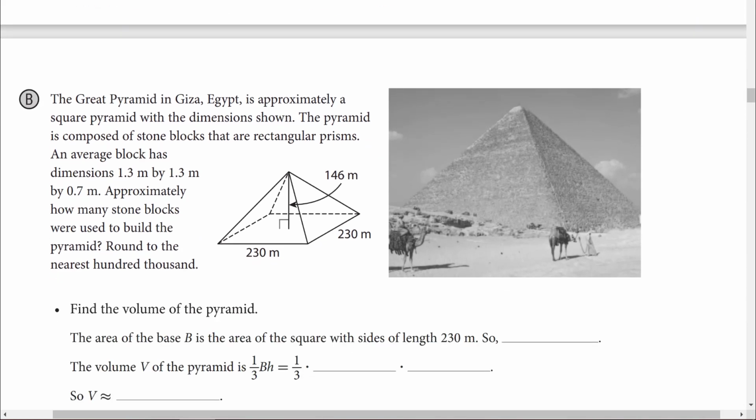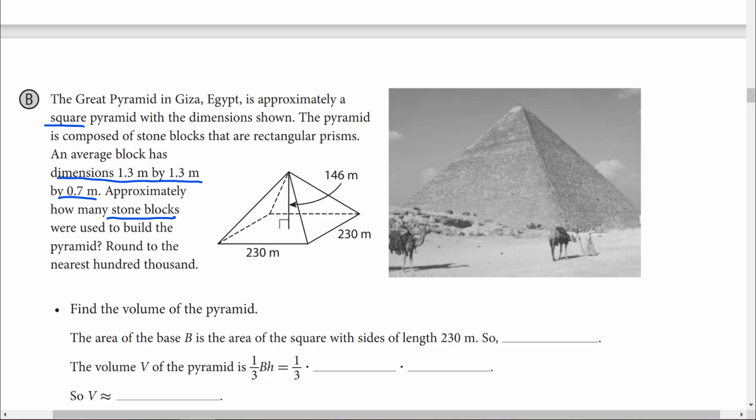So here we're looking at the Great Pyramid of Giza. And these are the actual numbers. It's approximately a square pyramid, so we're going to treat it like it's a square pyramid. They gave us the dimensions, but they're going to ask us to go one step further and find approximately how many stone blocks were used to build the pyramid. First, we just need to figure out what the volume was. Then we can use our block dimensions to find how many blocks.